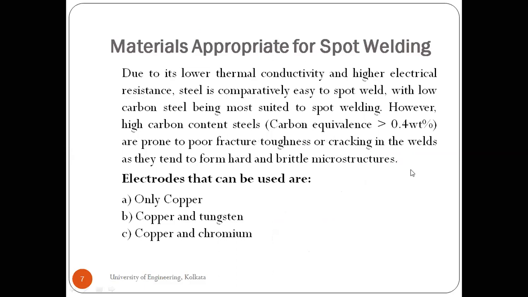Now what are the materials which are appropriate for spot welding process? So due to its lower thermal conductivity and high electrical resistance, the material which has high electrical conductivity, we won't be able to perform the resistance welding on, because in that case the current will pass through the workpiece, and the workpiece will not act as a resistance. So if you are using some aluminum material or some copper material as a workpiece, you will not be able to weld it using this spot welding process properly.